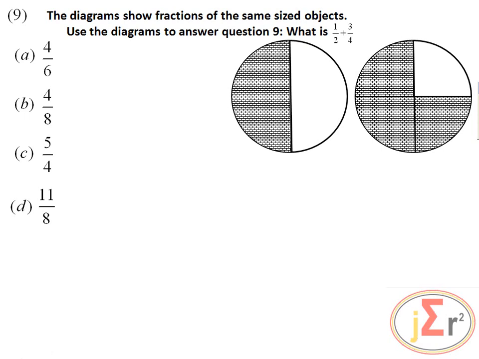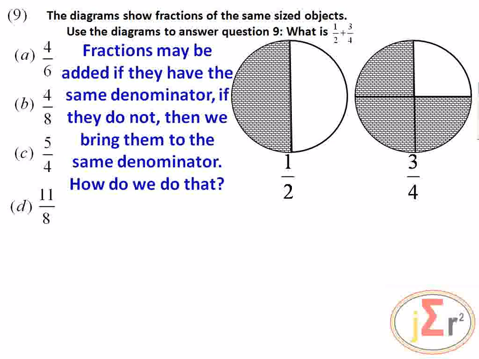The diagram shows fractions of the same size object. Use the diagram to answer question 9. What is 1/2 plus 3/4? A half plus 3/4. So there we have our half is the first one, and then we have 3/4, the other one. Fractions may be added if they have the same denominator. If they do not, then we bring them to the same denominator.